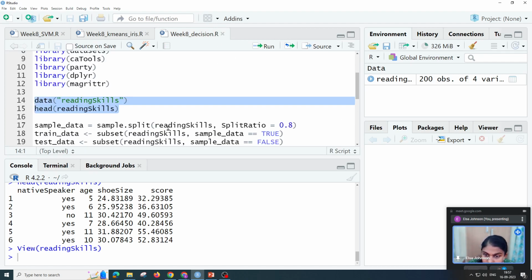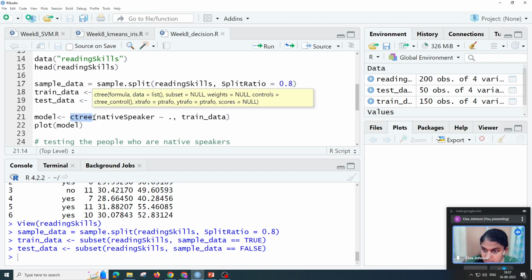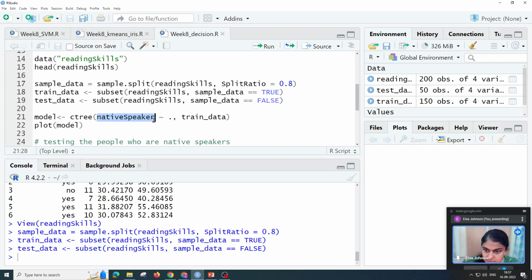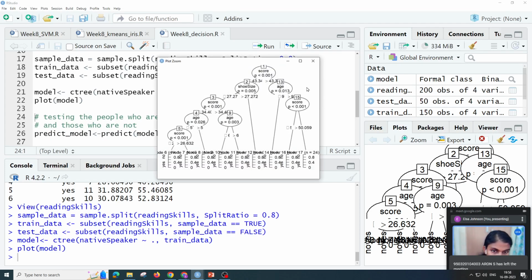The sample data will be split into an 80% train set and a 20% test set. This is the normal sampling, and we are using a decision tree. The decision tree is implemented with ctree. Native speaker is our target or dependent column, a categorical column, and the formula is given with respect to all other columns. On the train data we are plotting the model, so you can see the model here right now.